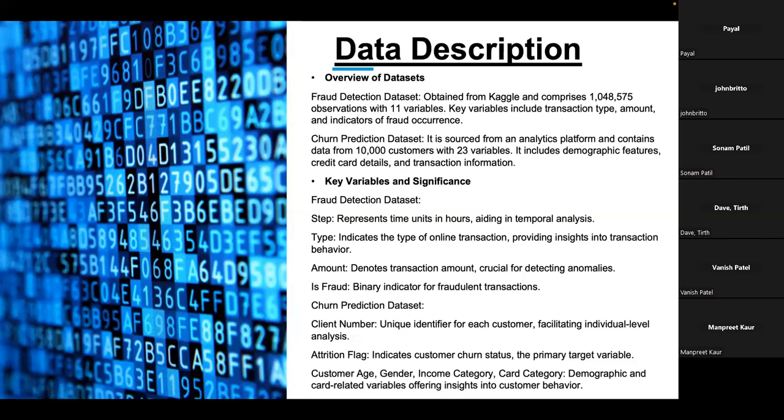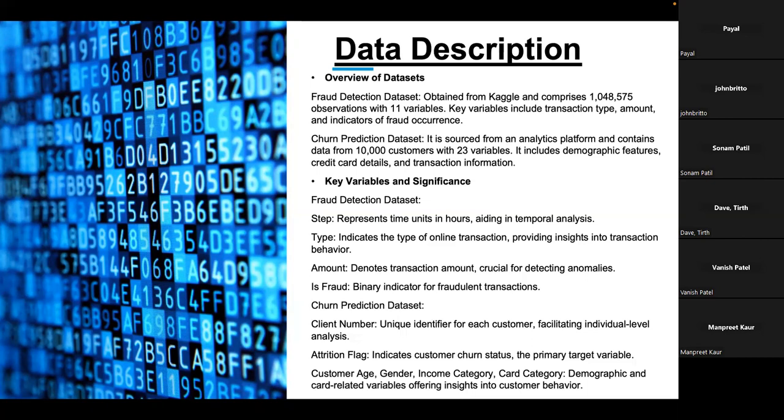Let's talk about the other dataset, that is the churn prediction dataset. It is sourced from an analytics platform. This dataset includes information from 10,000 customers across 23 variables encompassing demographic features, credit card details, and transaction history. The significance of the variables cannot be overstated.